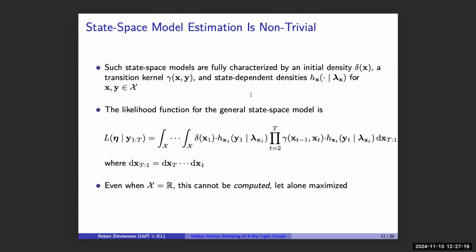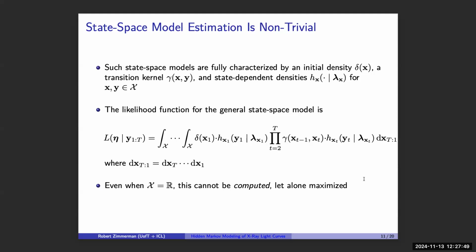Okay, and the likelihood function for this general state space model is given by something very similar to what we saw before, except now we have a continuous analog. Instead of summing over every possible state sequence, now we're integrating over every possible state sequence, because we're integrating over these continuous spaces script X. And there's a problem now. There's no forward algorithm for this. This cannot be computed, let alone maximized.